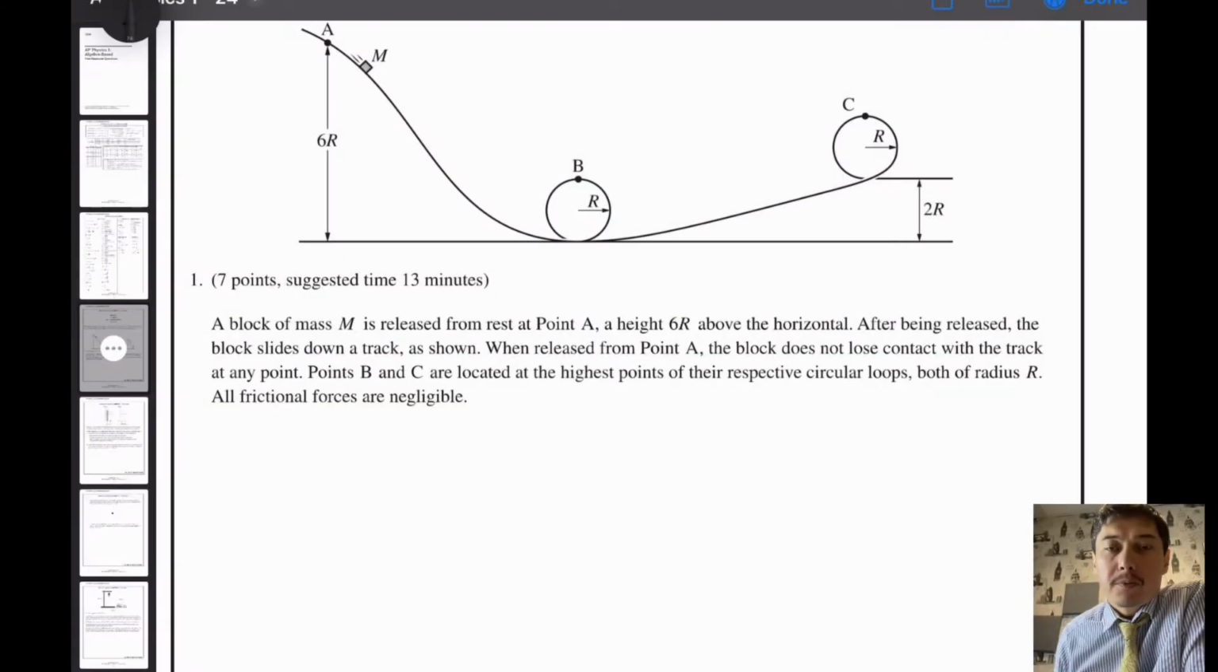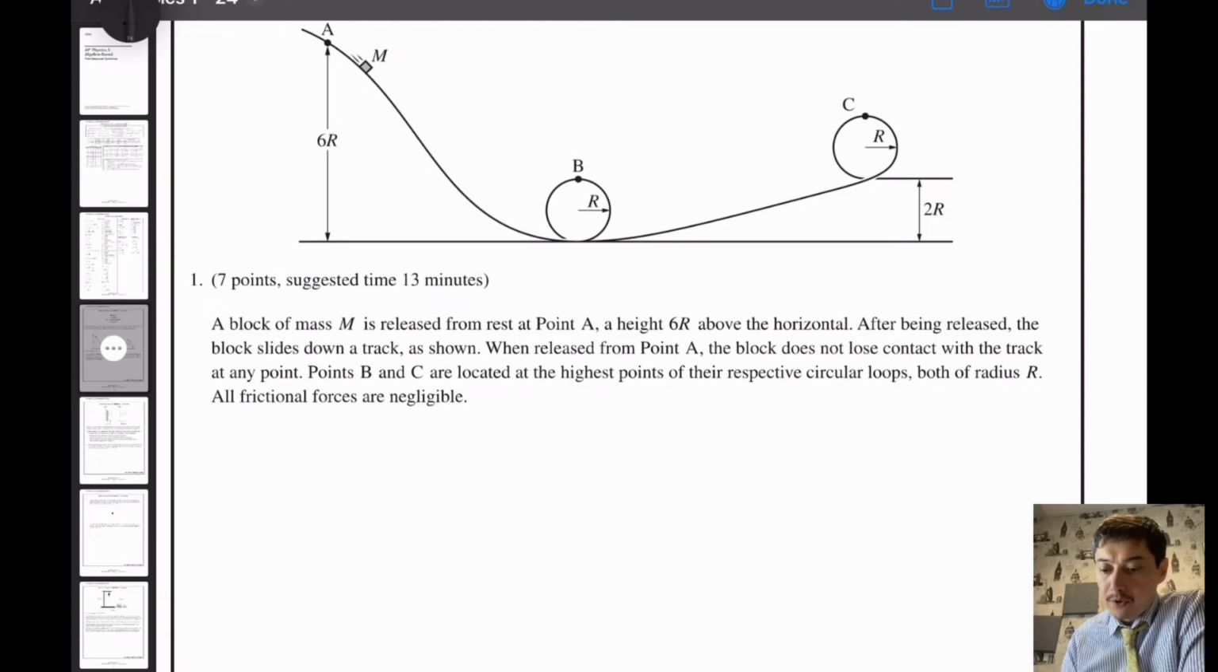Alright, this is the first problem of AP Physics 1 2024 free response questions. Here's the question. So let me read the problem statement quickly at the beginning. A block of mass m is released from rest at point A, a height 6r above the horizontal. After being released, the block slides down a track as shown.